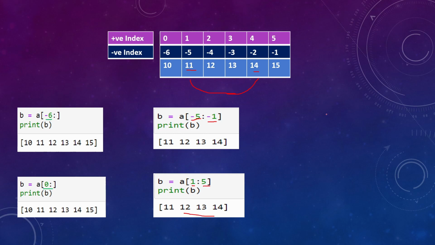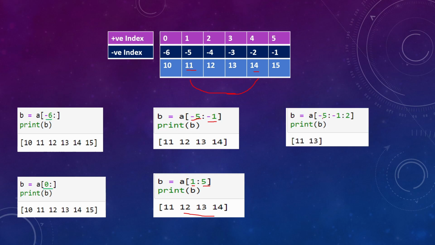Okay, now let's see negative slicing with step size. Here, as in the previous example, the start index is -5, end index is -1, step size is 2. So it will start from index -5, which is 11. It will jump twice to get the next element, which is 13. Again it will jump twice to get the next element, but here the index is -1 and we want to exclude this, so we will not add 15 to our result. Okay, so the result will be 11, 13.